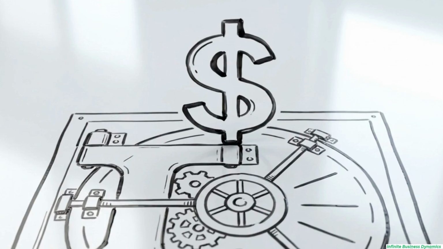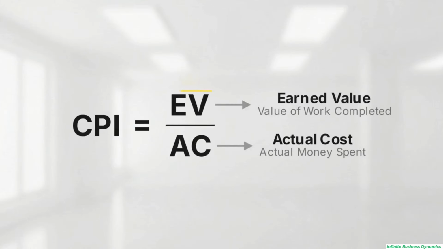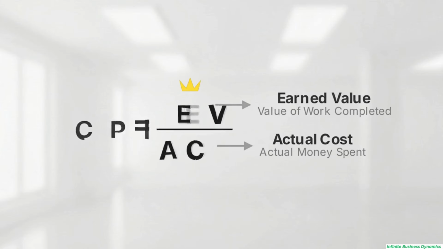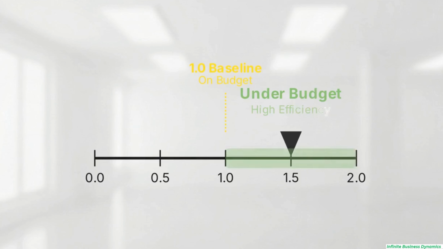The financial counterpart to this metric is the Cost Performance Index, or CPI. This equation shows the formula for CPI, earned value divided by actual cost. Here, we map the relationship between the value of the work completed and the actual money spent to achieve it. Just like SPI, a calculation of 1.0 establishes the baseline. At 1.0, the project is on budget.